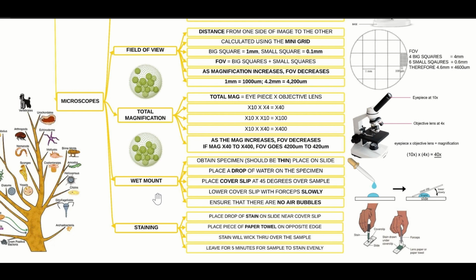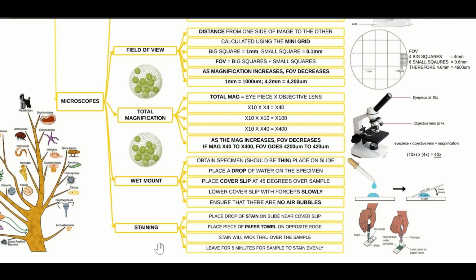We also need to know how to make a wet mount. Now, to make a wet mount, we obtain a specimen, and it should be thin, and place it on the slide. Then place a drop of water on the specimen. Then place the cover slip at 45 degrees over the sample, we can see that here, and then slowly lower the cover slip down with forceps. And make sure that there are no air bubbles because they will ruin your image.